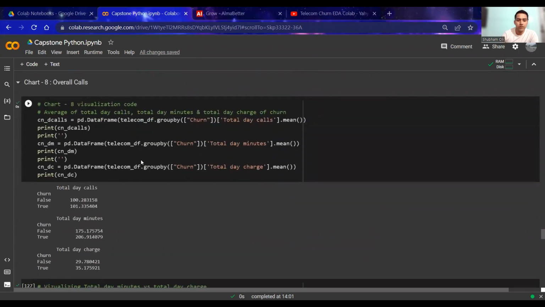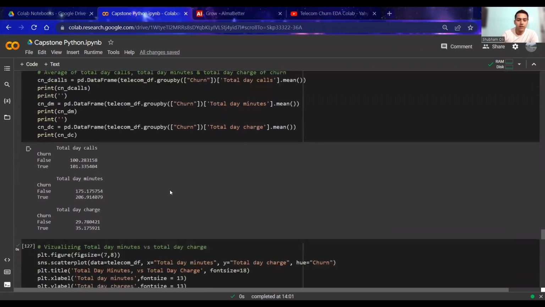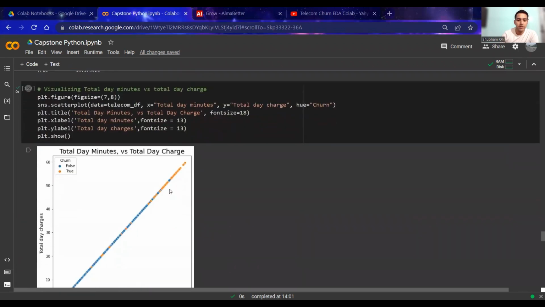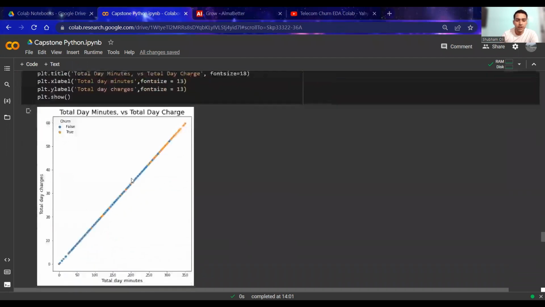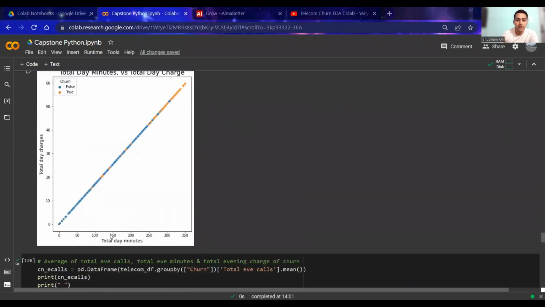Next, we will take a look at the overall calls. First, we have the whole data set here: the average of the total day calls, minutes, and day charge of the churn. Now we will visualize the total day minutes and total day charges. This is the scatter plot. On the horizontal axis we can see the total day minutes, and on the vertical axis the total day charges. They are linearly related to each other, and the orange points are the churns.